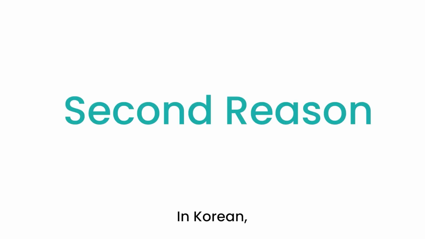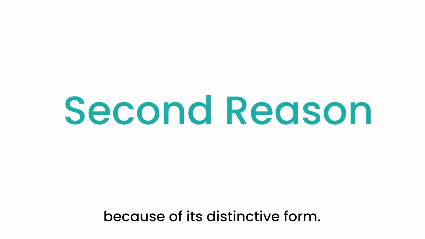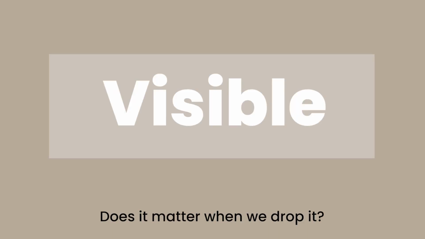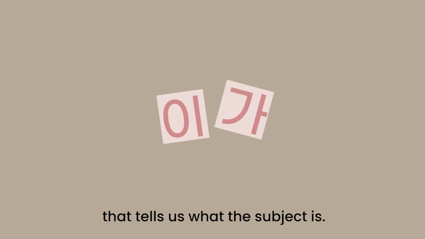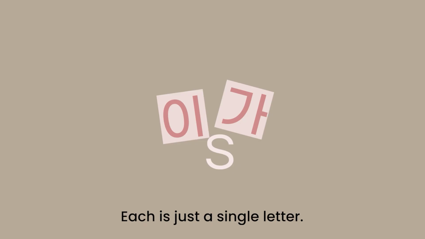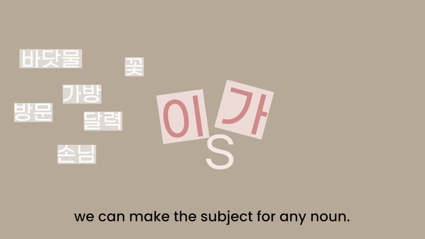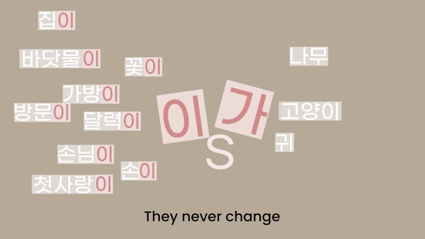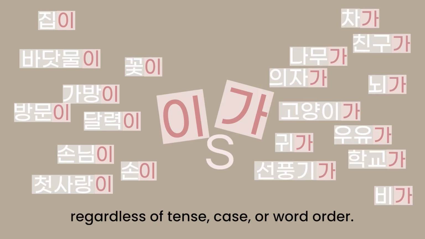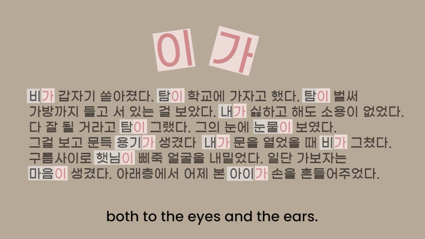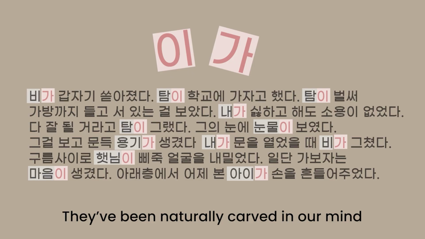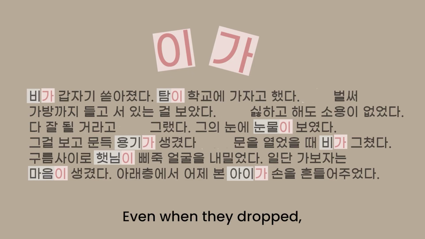The second reason: in Korean, the subjects are highly visible because of their distinct form. Does it matter when we drop it? Yes, it does. Here's why. As I said before, it's those tiny particles, 이 or 가, that tell us what the subject is. Each is just a single letter. With just one of two, we can make the subject for any noun. They never change, regardless of tense, case, or word order. So, they are easy to spot, both to the eyes and the ears. They've been naturally carved in our mind for good. Even when they're dropped, we can still feel them naturally, intuitively.